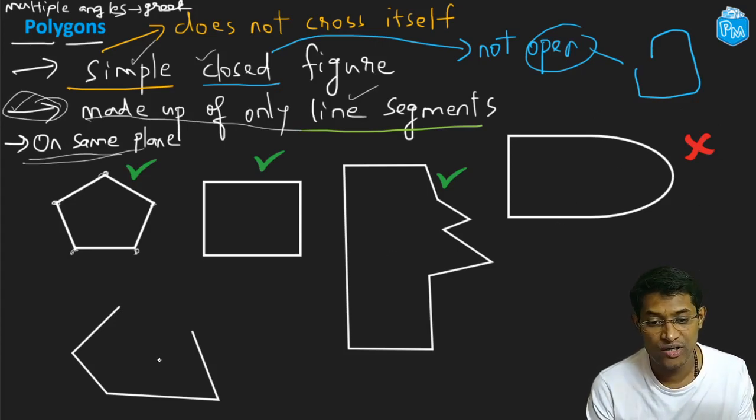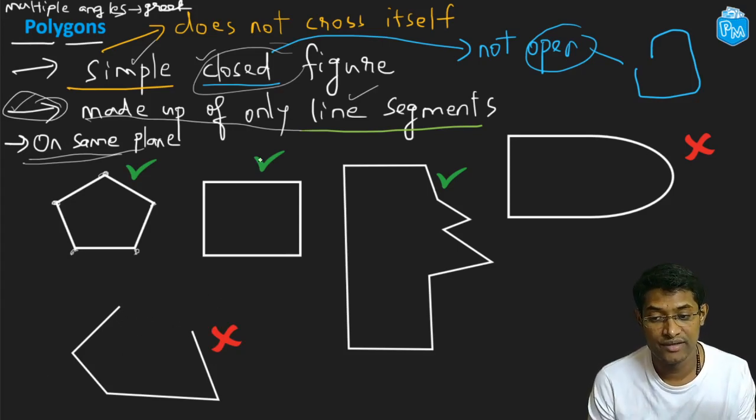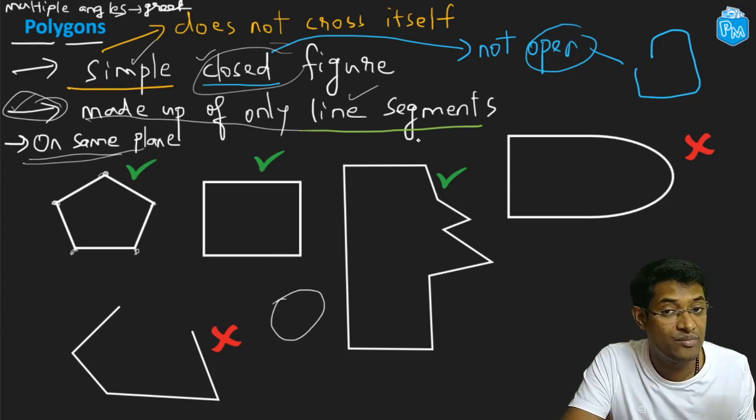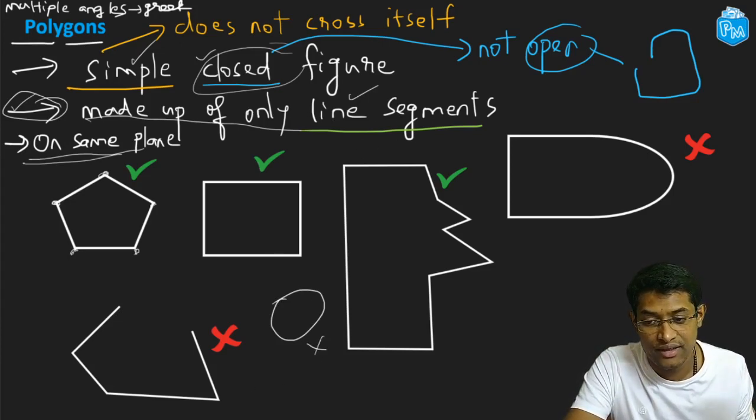All right, what about this one? This is simple, it does not cross itself, but you'll see it's not closed, right? It's open over here, and hence this is also not a polygon. All right, what about a circle? If you take a circle, you'll see that it's simple, it's closed, but it's not made up of only line segments, so this also is not a polygon. All right, let's go on.